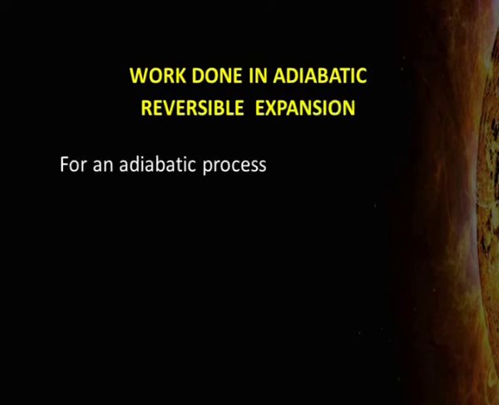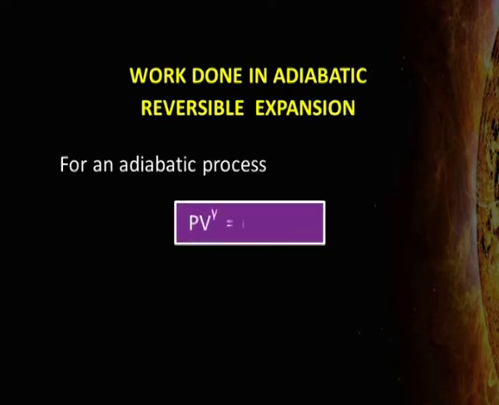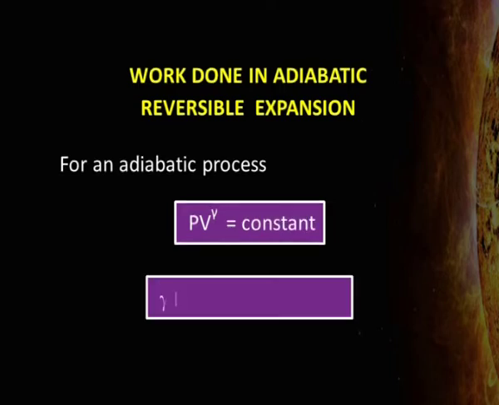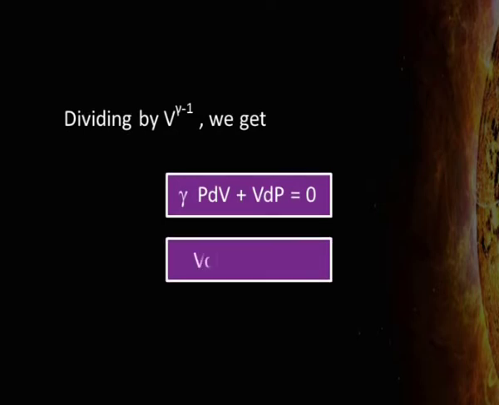You know that for an adiabatic process, PV to the power gamma is constant. Differentiating it, we have gamma PV to the power gamma minus 1 dV plus V to the power gamma dP is equal to 0. Dividing the whole of this equation by V to the power gamma minus 1, we will get gamma into P dV plus V dP equal to 0. Therefore, V dP will be equal to minus gamma multiplied by P dV.